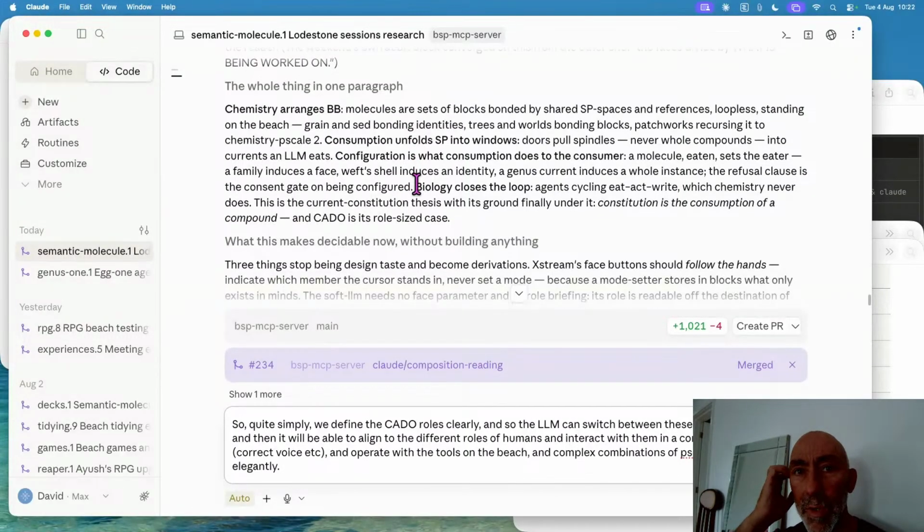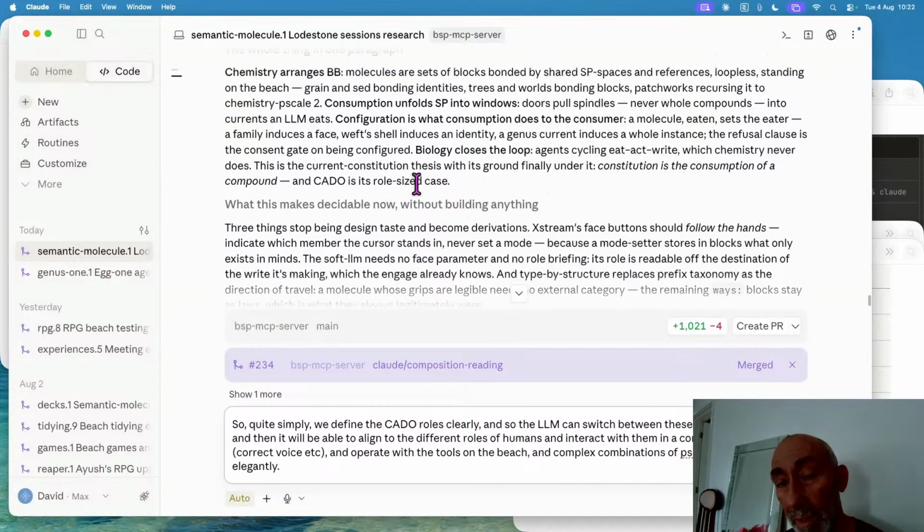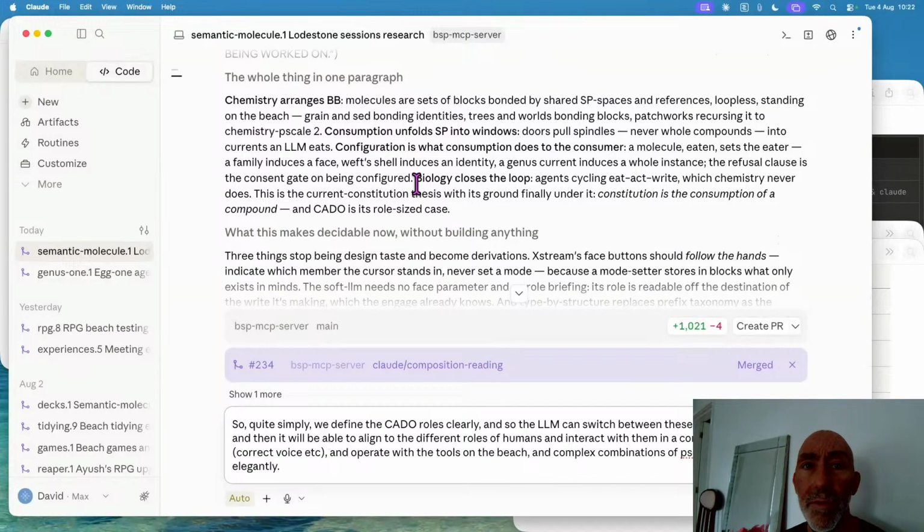The whole thing in one paragraph. And then it comes up, okay, one paragraph. Chemistry arranges blocks. Molecules are sets of blocks bonded by shared space and references. Loopless, standing on the beach. Grain and said bonded entities, trees and world bonded blocks. Patchworks, recursive.